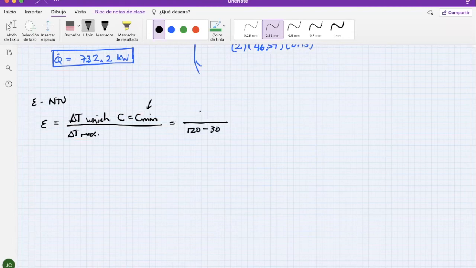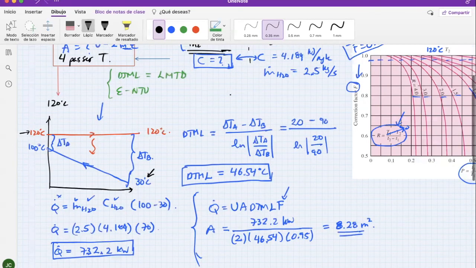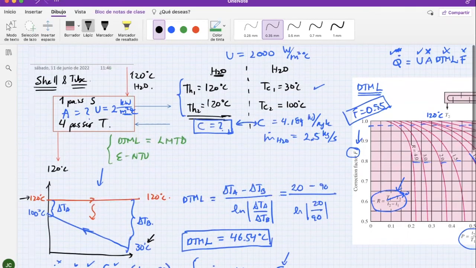Okay, so that is known. Now about this one, we need to figure out which one of these two, whether it's this water being condensated or this water being heated, has the minimum C. And it's pretty easy to see, because this one is the minimum C. Why? Because this one has a C that goes to infinity. How do you know that?